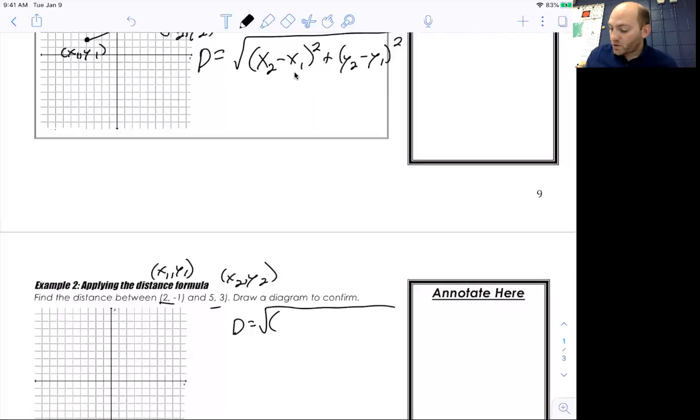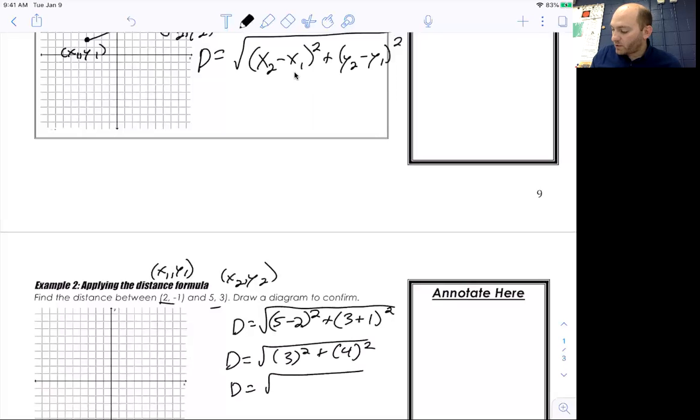All right, so I'm going to go, let's see here, 5 minus 2 squared plus 3. I'm going to take 3 minus a -1. So remember, when you subtract a negative, it turns into addition. So it turns into 3 plus 1 squared. Okay, so my distance is now going to be 5 minus 2 is 3, 3 plus 1 is 4.